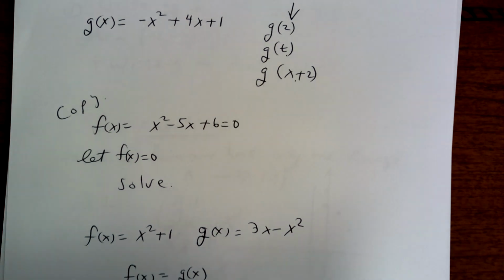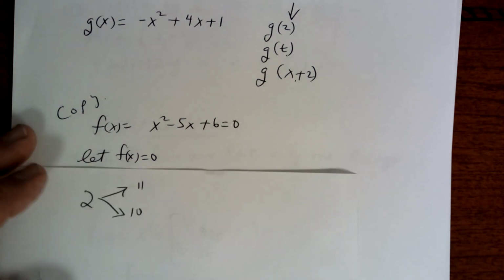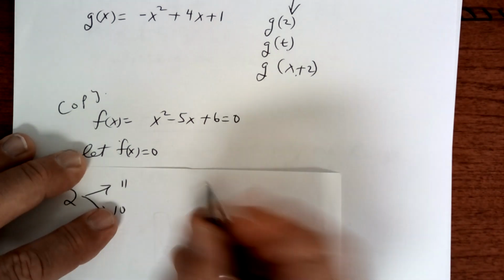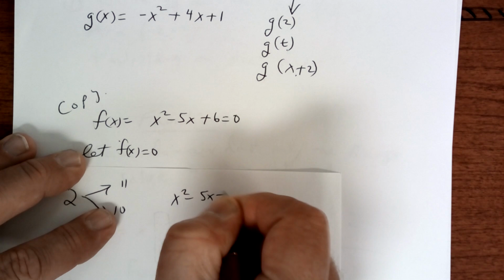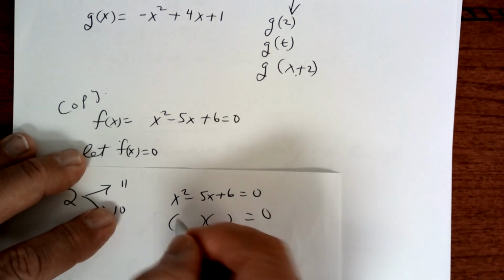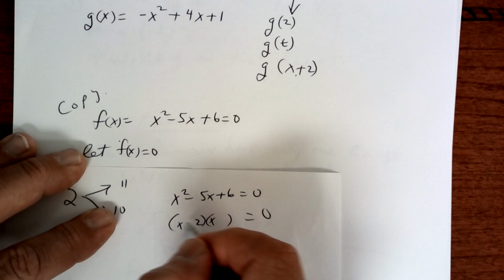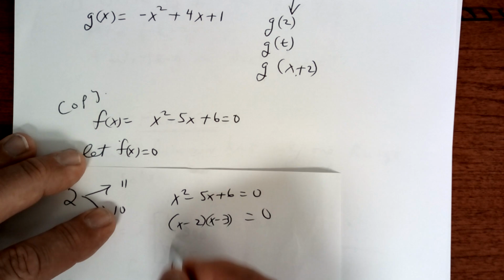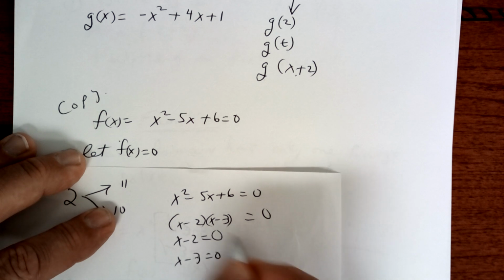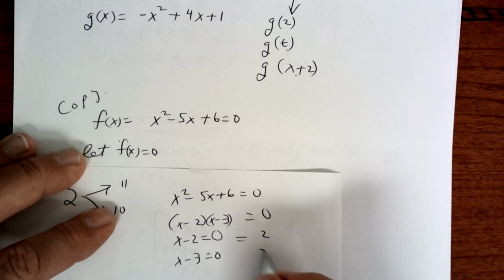This one right here, it says, let f of x equal 0. Well, this is f of x. So what you're going to do is put x squared minus 5x plus 6 is equal to 0. You're going to try to factor it. This one does factor. It's 2 and 3. A negative 2 and a negative 3. So your answer is going to be, when you solve this, you're going to get x equals 2 and x equals 3, and you're done.